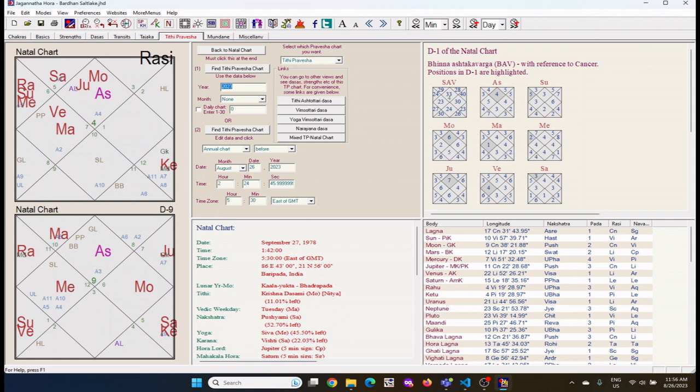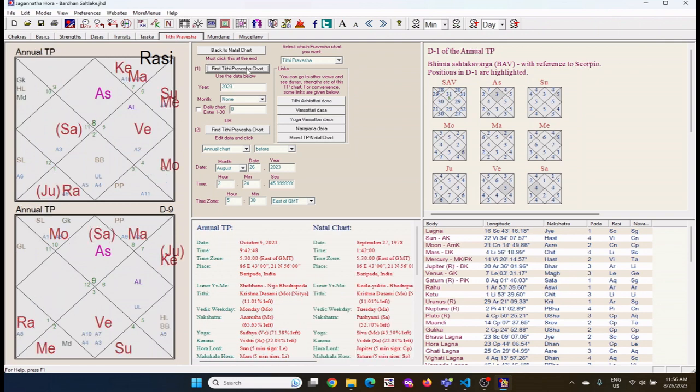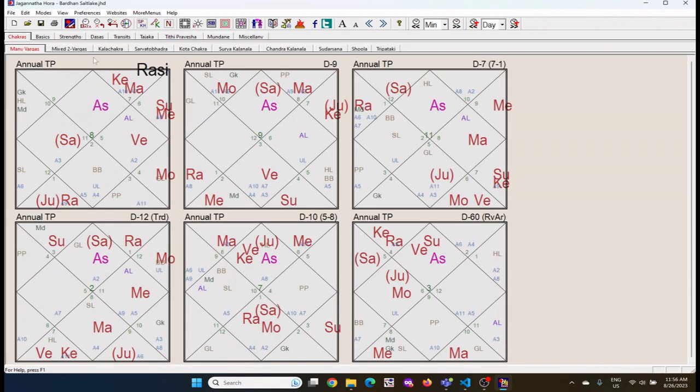You can do it for any year. I am doing it for the current year 2023. So click on it. So now the Tithi Pravesha chart is generated. Now go to the chakras. Under this chakras, there is one sub-tab, mixed two vargas.